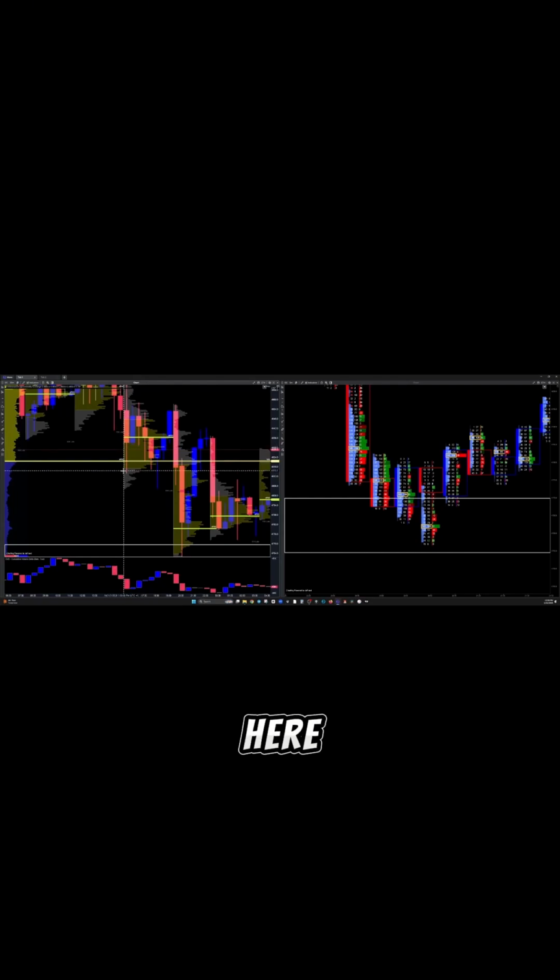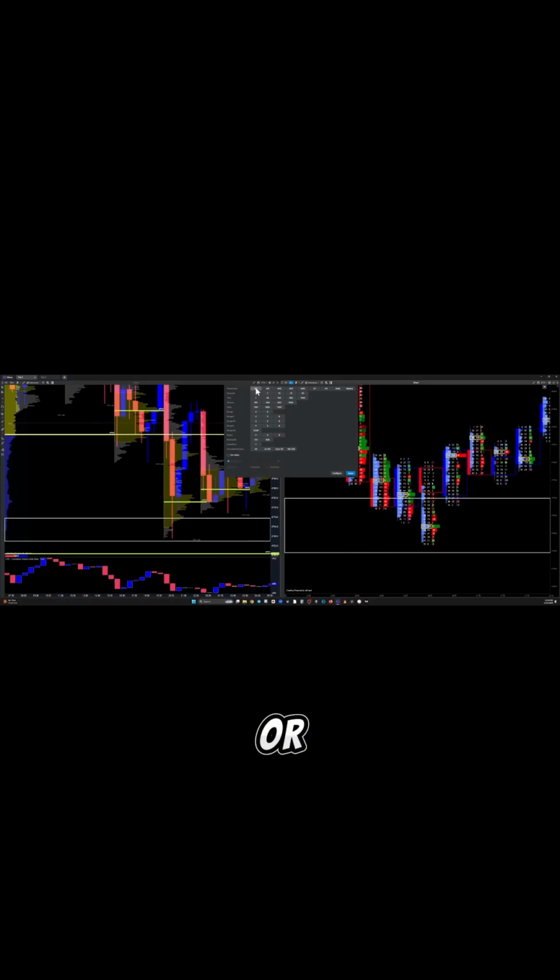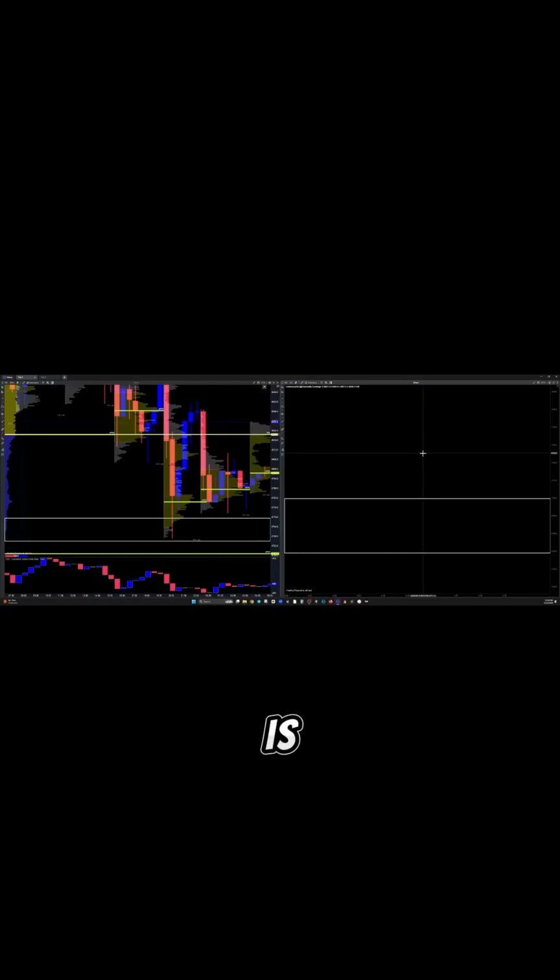If you are not exiting here, you can exit at the point of control. You can see when price got to the point of control, it rolled over. The same reading in the footprint. Now the footprint we'll be looking at for this is 1 minute. I look at 1 minute or 5 minutes. 1 minute or 5 minutes is okay.